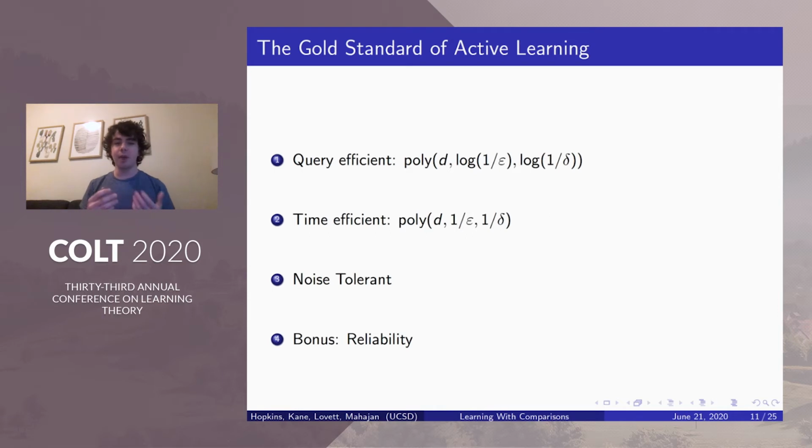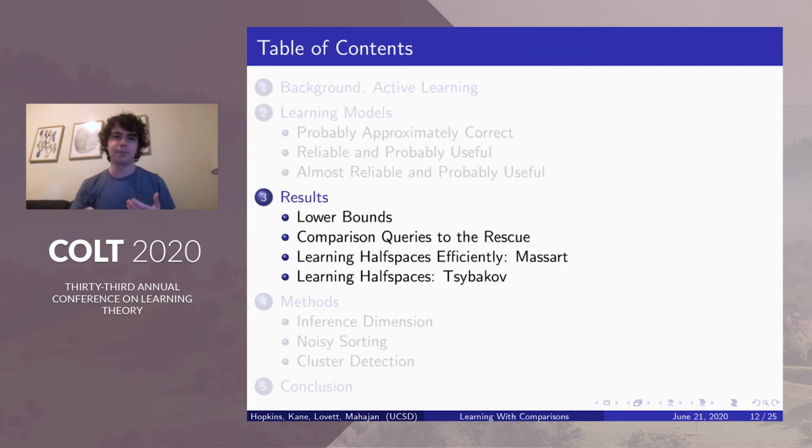We'd like it to be computationally or time efficient, meaning it should take only time poly 1 over epsilon. We'd like it to be noise tolerant in some manner. And as a bonus, we'll throw in a 4th thing that's maybe considered less in the active learning literature, but we'd like it to be robust or reliable in some way beyond the standard PAC bounds.